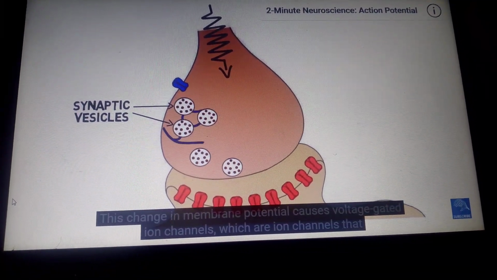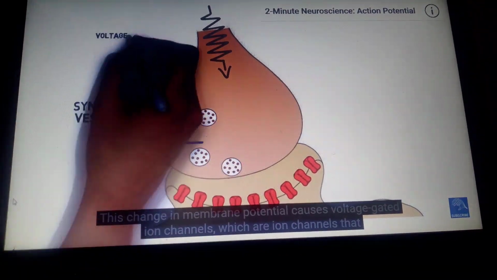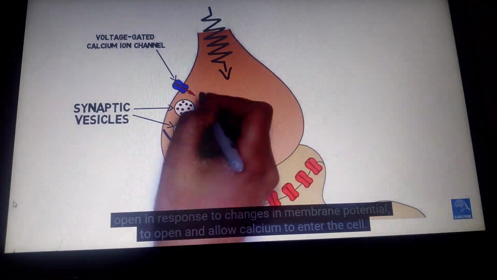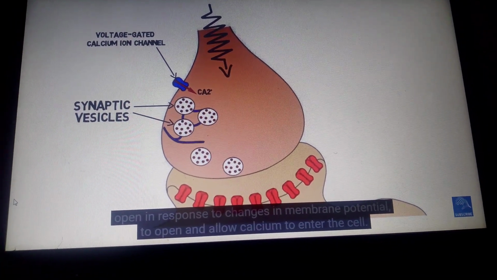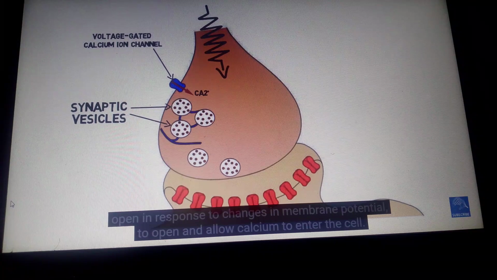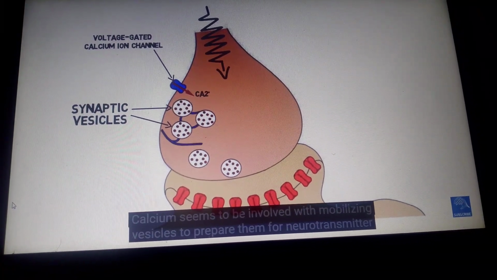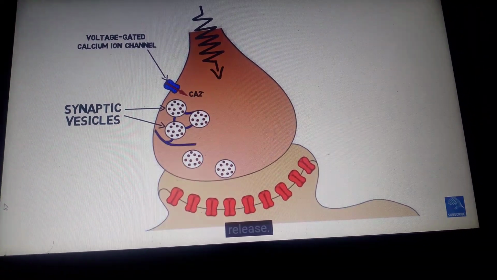This change in membrane potential causes voltage-gated ion channels, which are ion channels that open in response to changes in membrane potential, to open and allow calcium to enter the cell. Calcium seems to be involved with mobilizing vesicles to prepare them for neurotransmitter release.